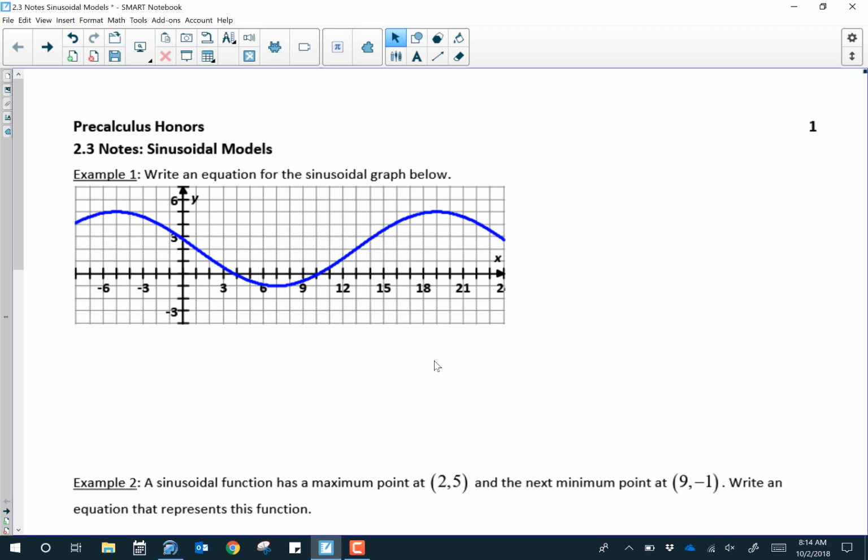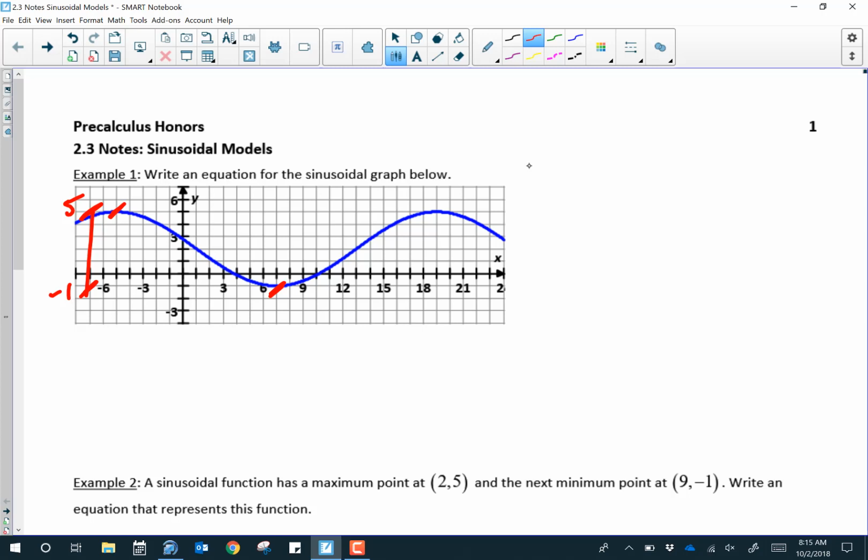First of all, I typically start with the y changes. So I look at the amplitude and the midline. If you graph this out, you can see that I have a maximum here and a minimum here. My maximum is at a y value of 5, and my minimum is at a y value of -1. So that's my range from -1 to 5.